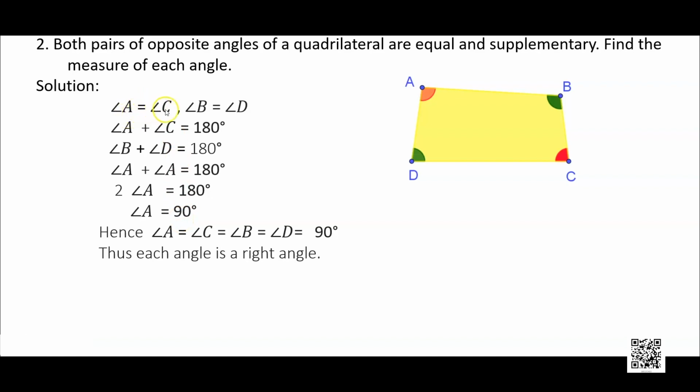Because we know angle A and angle C are equal, we will get angle C as 90 degrees. In the same way, when we solve the second equation, you replace the angle D with B, you will get 2 times B equal to 180 degrees. So in the same way, angle B will come out to be 90 degrees. So if angle B is 90, your D will also become 90. And hence, we can write that all the 4 angles A, B, C and D will become 90 degrees each. Thus, each angle is a right angle in the given quadrilateral.